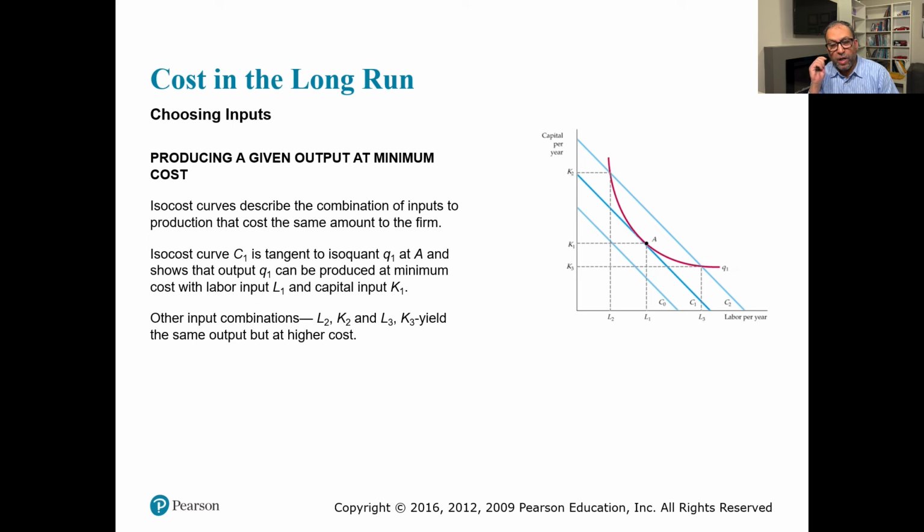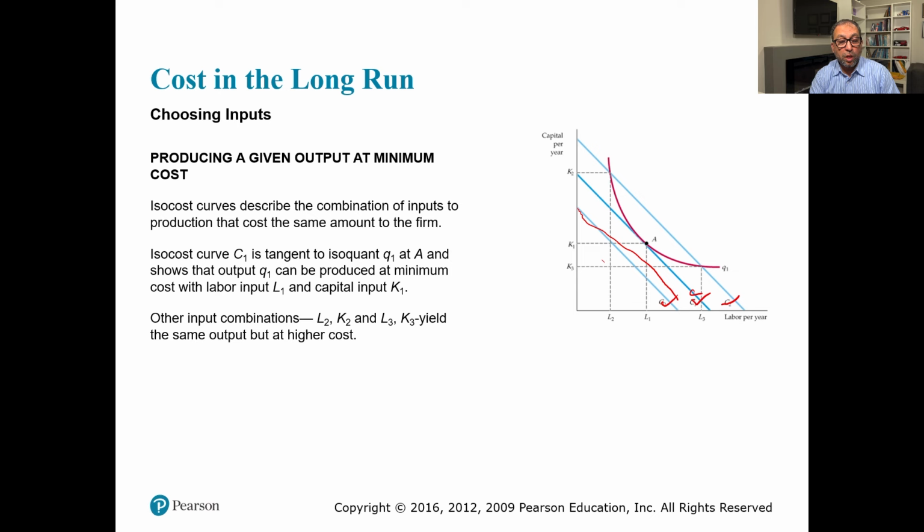Now here we are combining two things: the isoquant, which we discussed in chapter 6, and the iso-cost, which we just discussed, to produce a given output at a minimum cost. Iso-cost curves describe the combinations of inputs to production that cost the same amount to the firm. So these are our different iso-cost curves. This level of total cost provides all the combinations of labor and capital, and this other level of cost provides all the combinations of capital and labor.